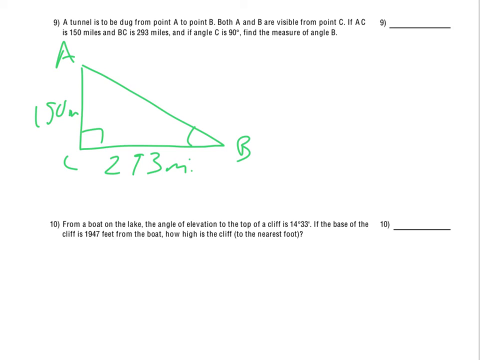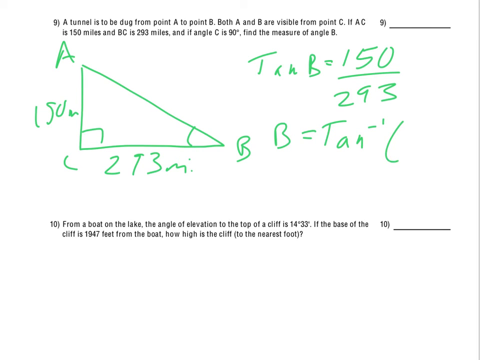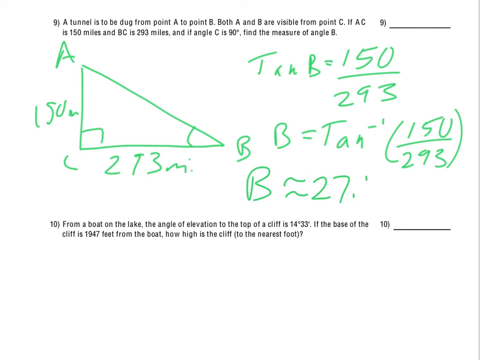So from angle B I have the opposite and the adjacent, so that's a tangent function. So tangent of angle B would equal the opposite side 150 over the adjacent side 293. So I use the inverse tangent in order to get the angle B. So inverse tangent of 150 over 293 will give me that angle B. And angle B turns out to be about 27.1 degrees.